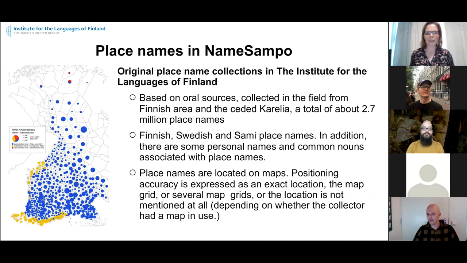The names are mostly traditional countryside place names, like names of villages, meadows, lakes, hills, and so on. They are collected in the field from Finnish area and the Ceded Karelia by interviewing local inhabitants, a total of about 2.7 million place names. Collections contain Finnish, Swedish, and Sami place names. In addition, there are some personal names and common nouns which associate with place names.